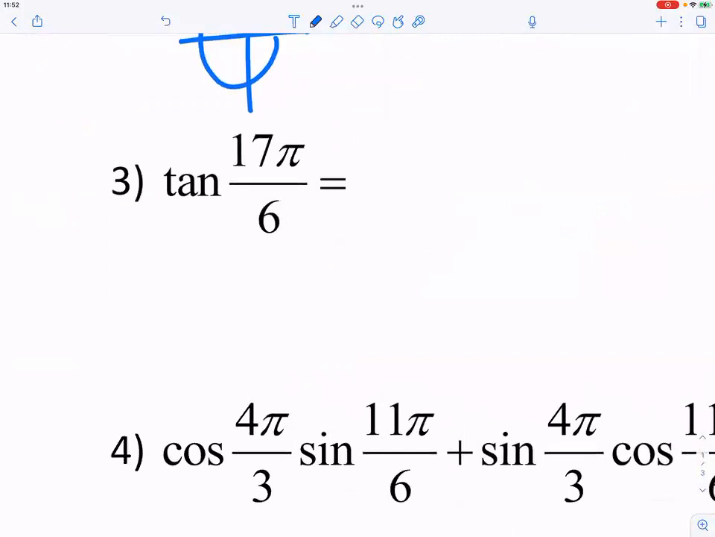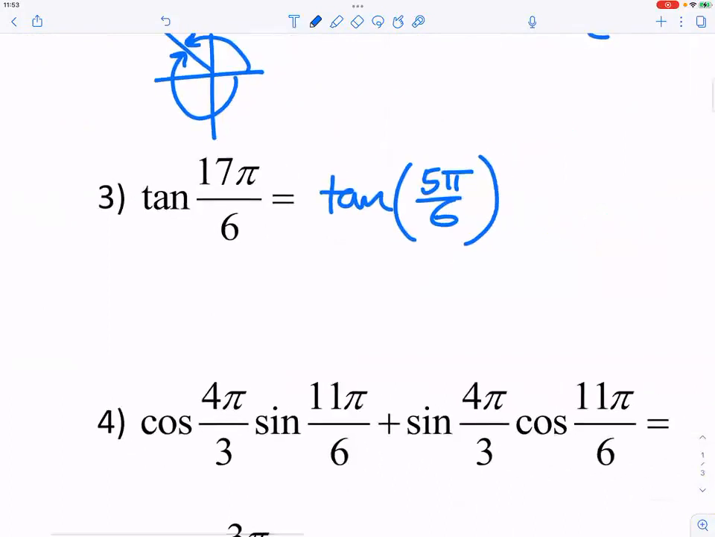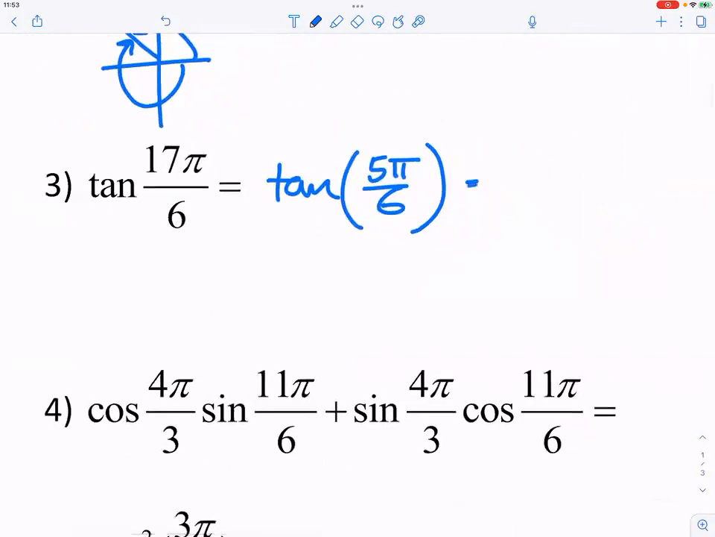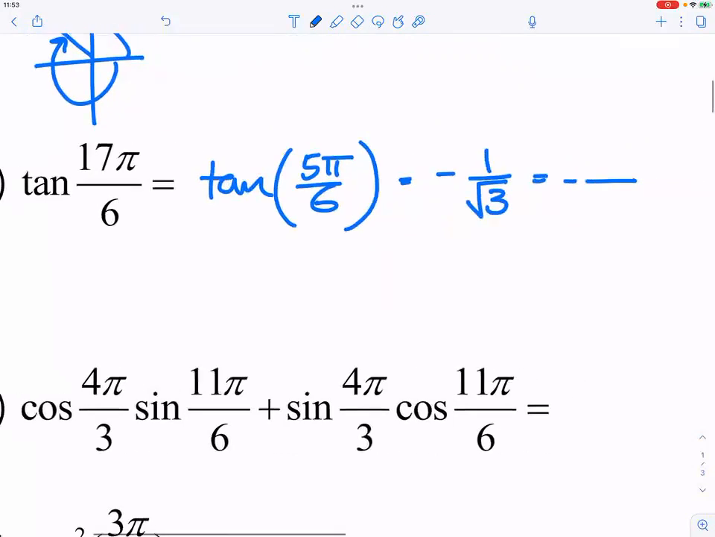This one, again, weird, strange angle because it's kind of big. So a tangent of 17 pi over 6 is the same thing as 5 pi over 6. Just remove the 12 pi over 6, or remove the 2 pi out of it. So you would say, oh yeah, it's just a tangent of 5 pi over 6. And if you know your values, y over x, or if you know your table, that is negative 1 over square root 3. And then you would need to rationalize it. And that gives you negative root 3 over 3.